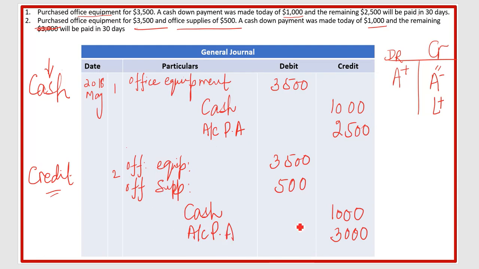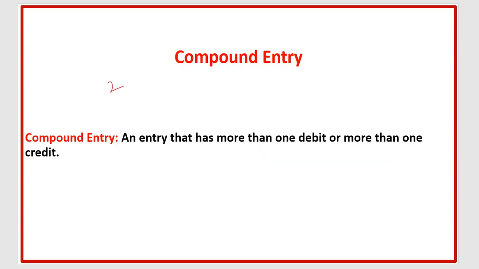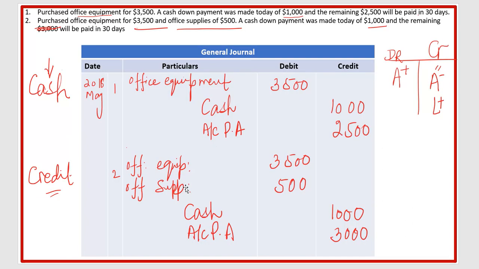So this is the compound entry, more than one debit, more than one credit. And this is the definition of the compound entry, which I am going to show you again: an entry that has more than one debit or more than one credit. So I hope the concept of compound entry is clear. If any point is not clear, you can ask me.